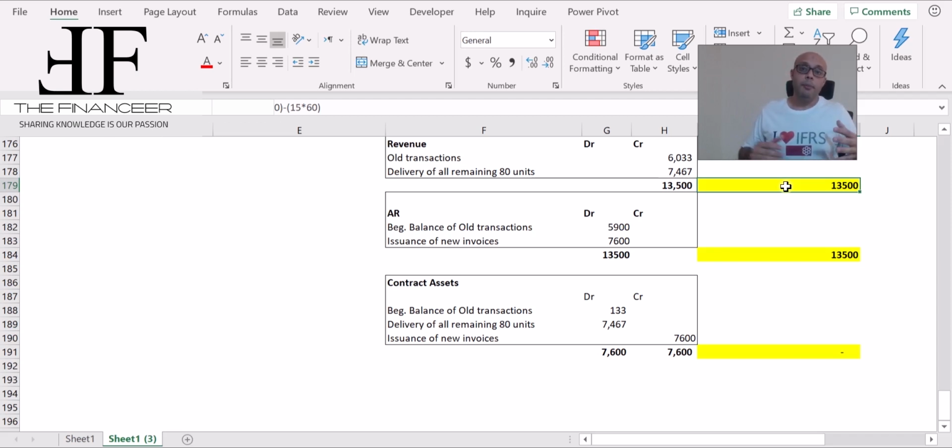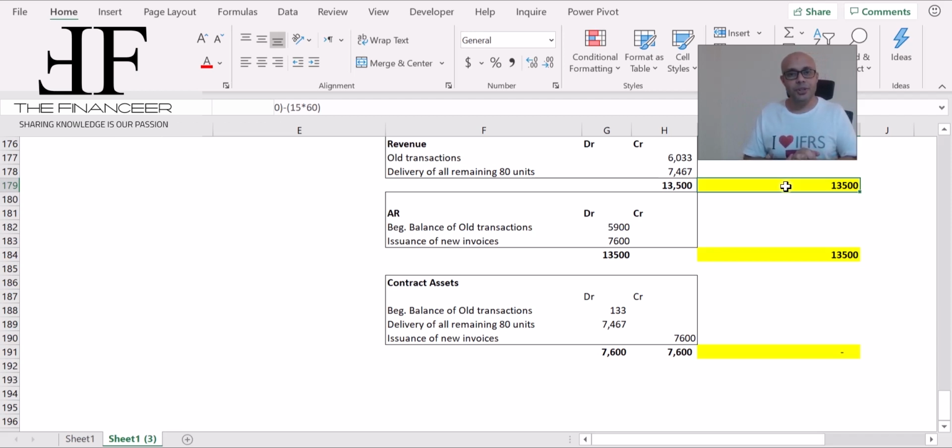But at the end of the day, after finishing the complete transactions with the customers, and after closing the contract, and after delivery of all of the units to the customers, you will find that at the end of the day, there is no balance for contract assets, and you have a balance in the AR equal exactly to the balance in the revenue account.